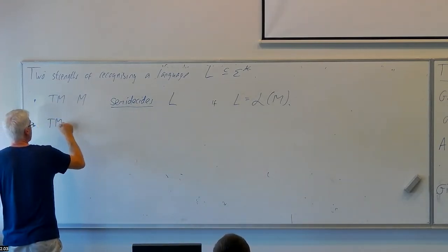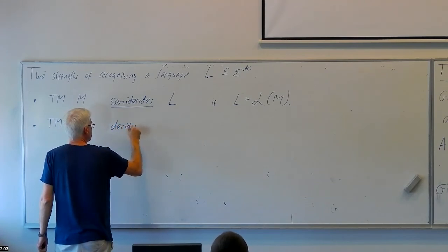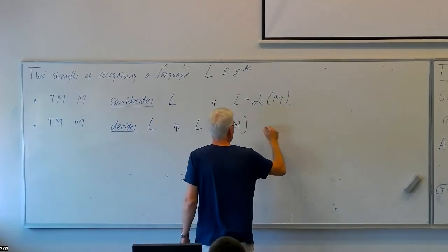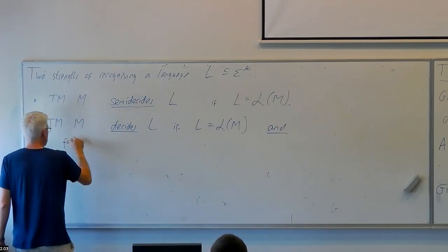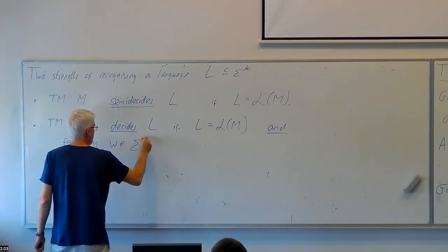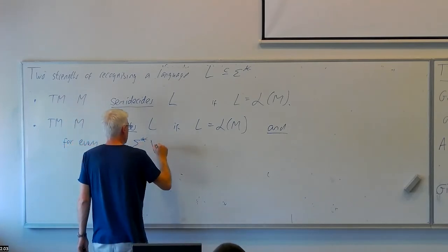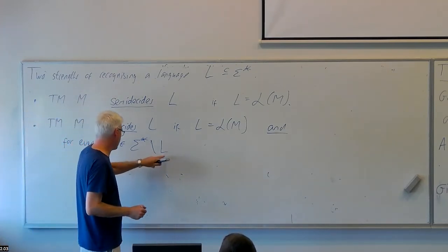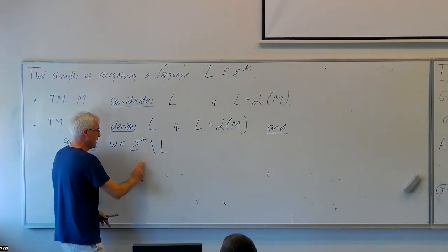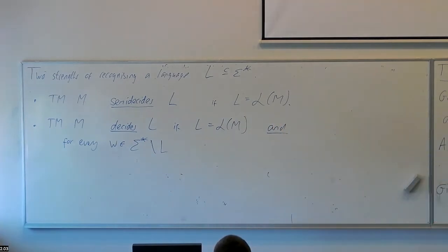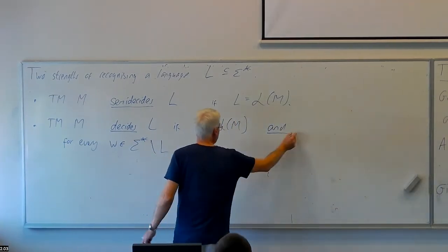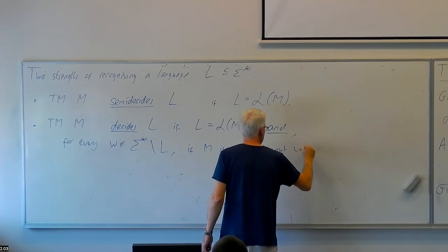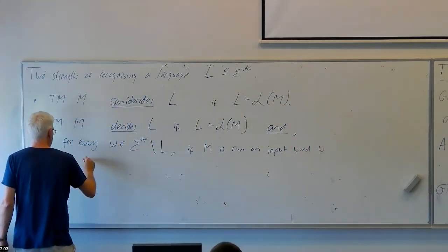The stronger version is that the Turing machine decides L if it indeed accepts only those words in the language, and furthermore, for every word over the alphabet sigma, so this is the set difference operation here. I'm taking away the language from the set of words. So this is simply saying that for every word over sigma that's not in the language, if M is run on input word W, it terminates in the reject state.